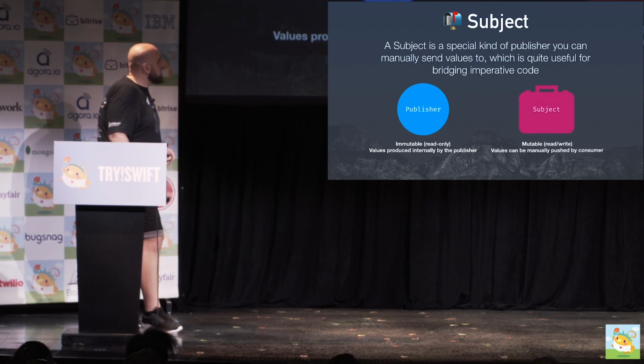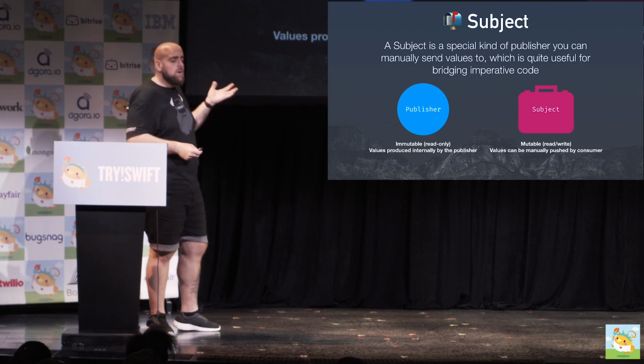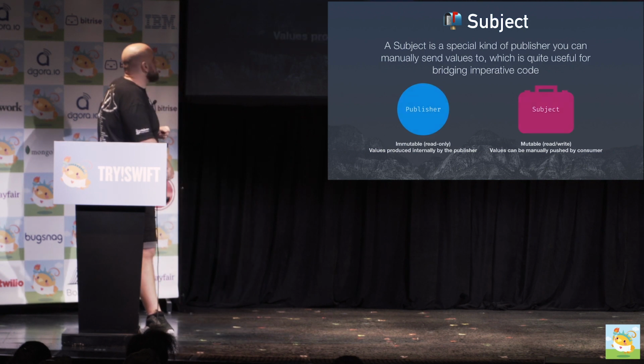For a subject, you can actually send values to it directly. So it's mutable. So it's really useful for reading some imperative code you have. You can just send values to it. Let's look at some examples of that.